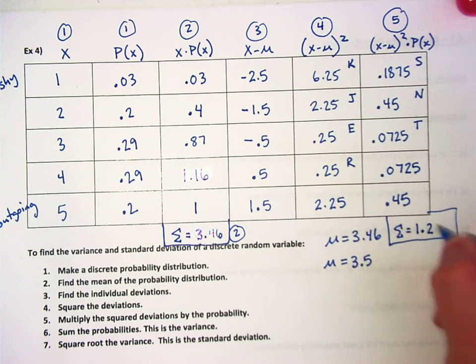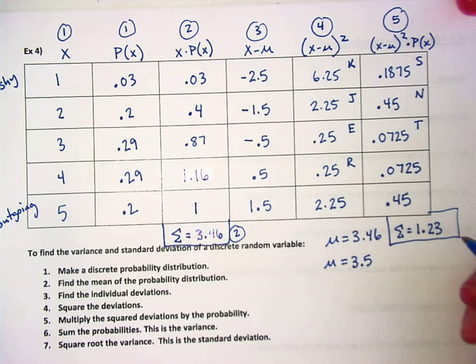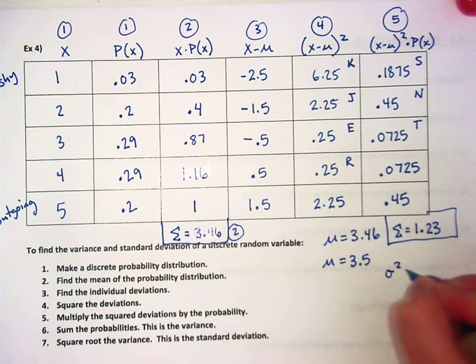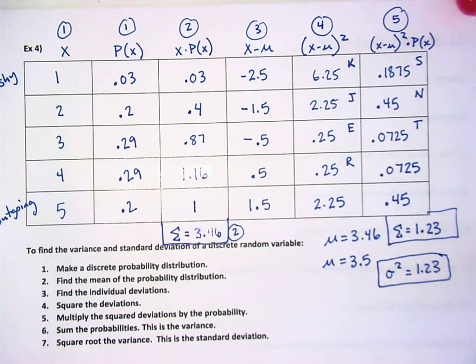I got 1.23 about. You guys get the same thing? Okay. So this right here, this is the variance. So sigma squared is 1.23. That's the variance. And then to find the standard deviation, you take the square root of that, which gives us about 1.11.